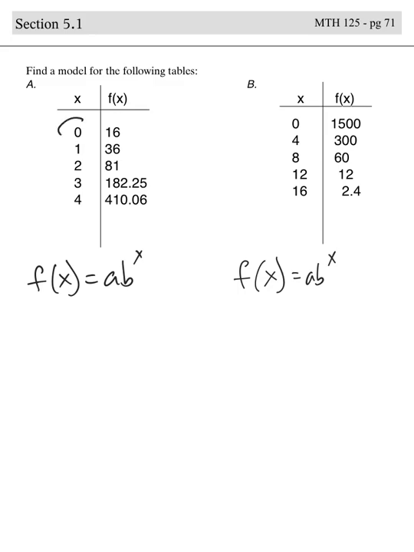Starting population for A is easy to identify. At 0 hours or days or minutes, the population is 16, so A must be 16. I have to find B.